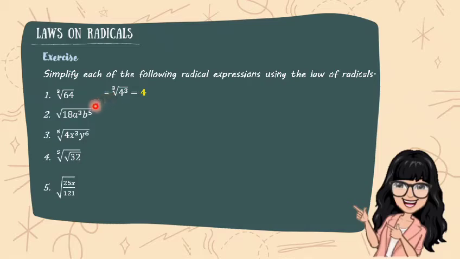So we have expressed 64 as 4 cubed because 4 cubed is just equal to 4 times 4 times 4, and that is equal to 64. Now, since the index and the exponent are equal, our final answer here will be the radicand, which is 4. So our final answer for this expression will be 4.